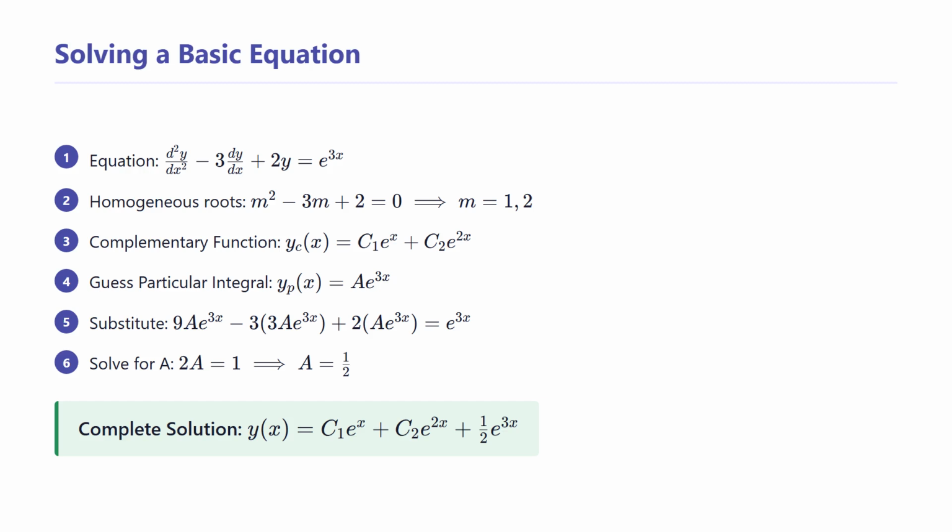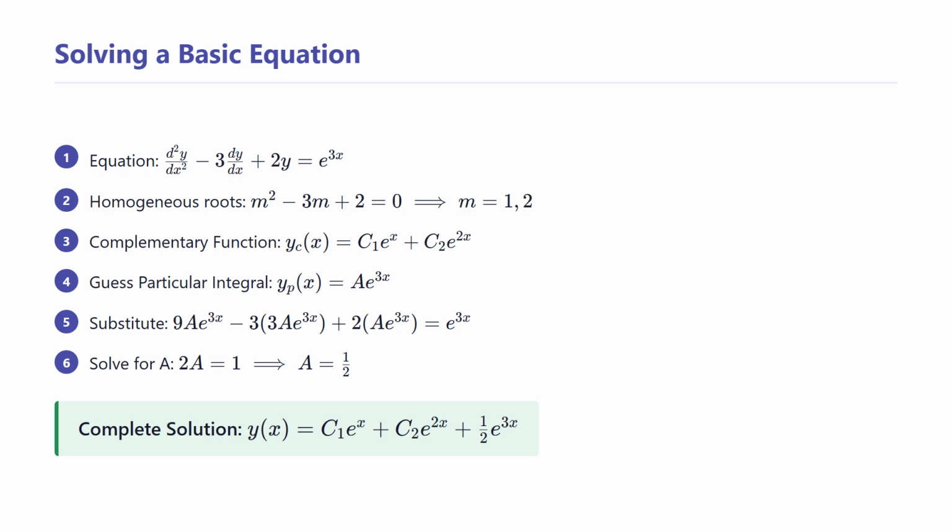Let us put our strategy into practice with a basic non-homogeneous equation. We are given a differential equation with an exponential driving force, e to the power of 3x on the right side. First, we set the right side to 0 and write the auxiliary equation, m squared minus 3m plus 2 equals 0. Factoring this gives roots of 1 and 2, leading to our complementary function.